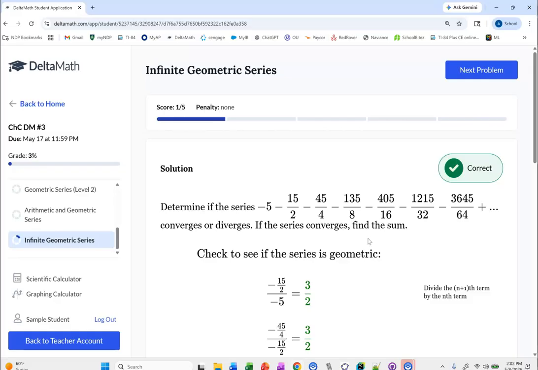What do you guys say? Okay, so this is the third and final Delta Math. Next class we'll do some series practice worksheets and put together our half sheet and all that jazz.